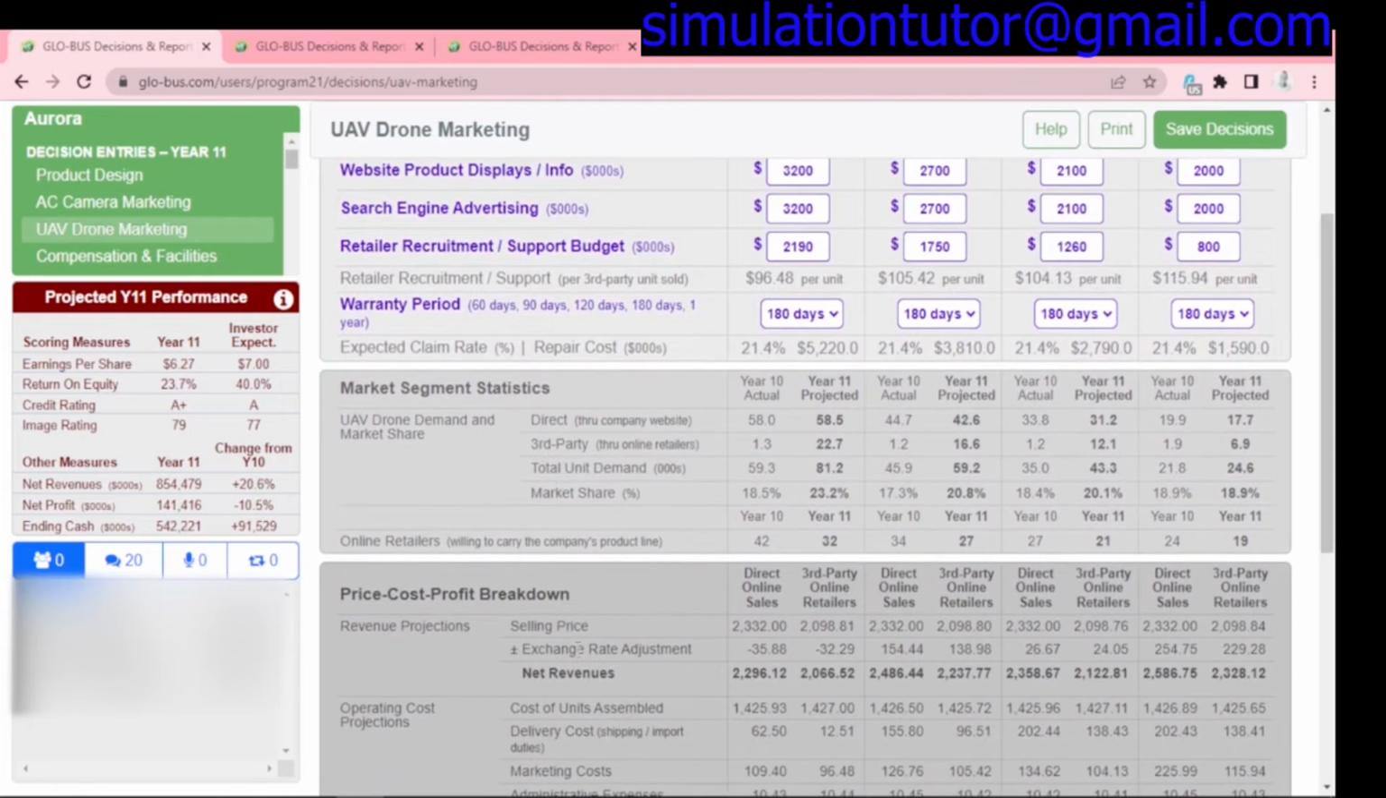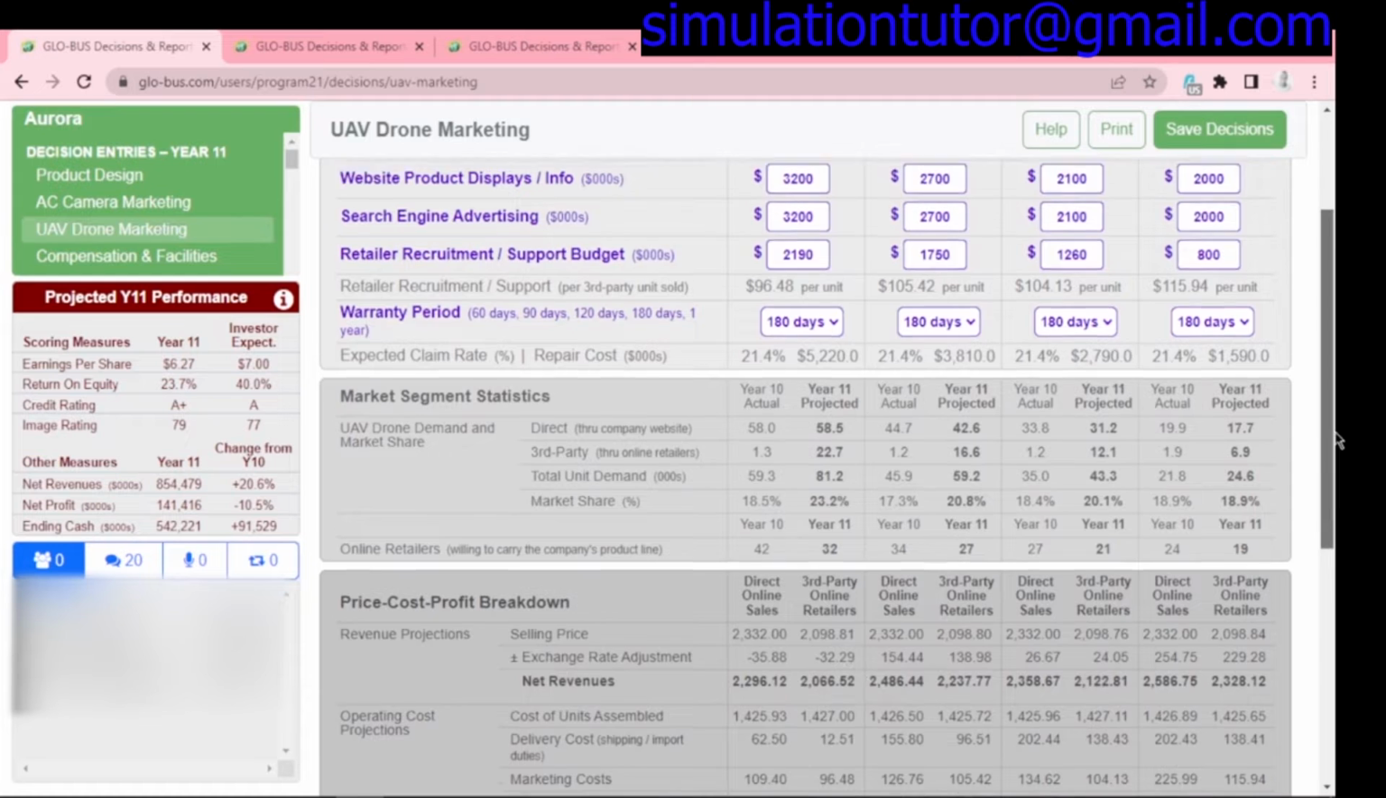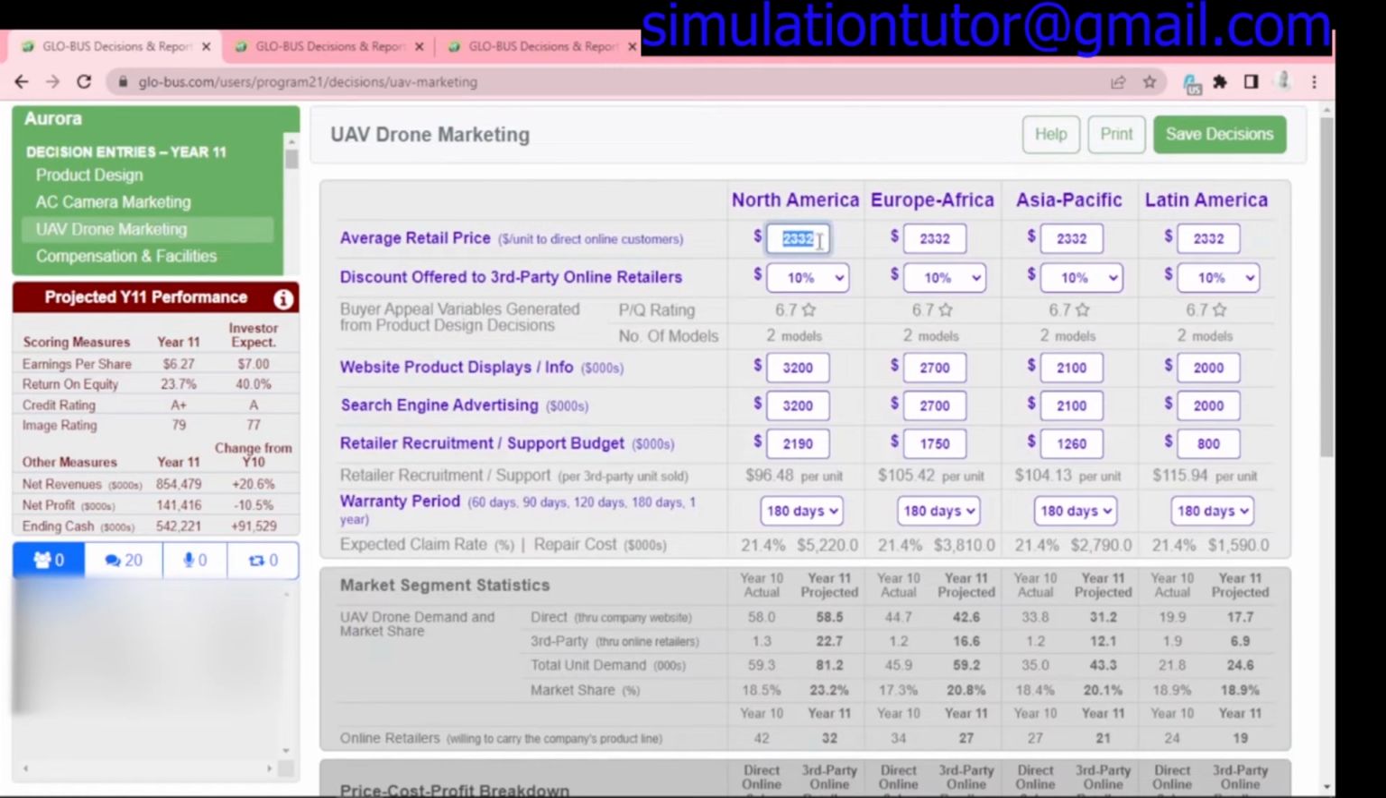So going back to the exchange rate adjustment, we are losing about 32. So in North America we can increase this by almost 32, so I think it will be 23.64. I think that's a fair price.